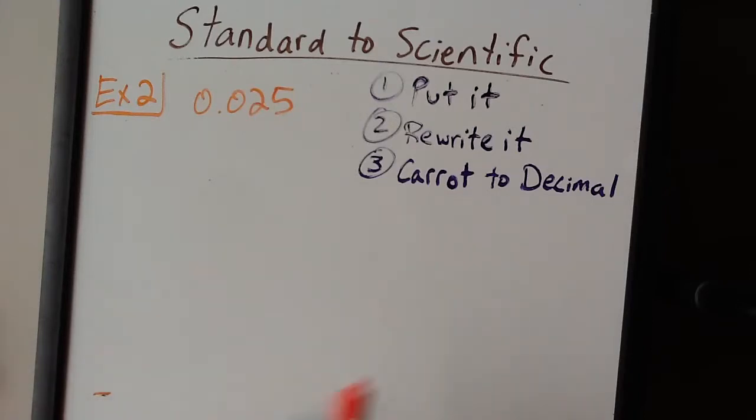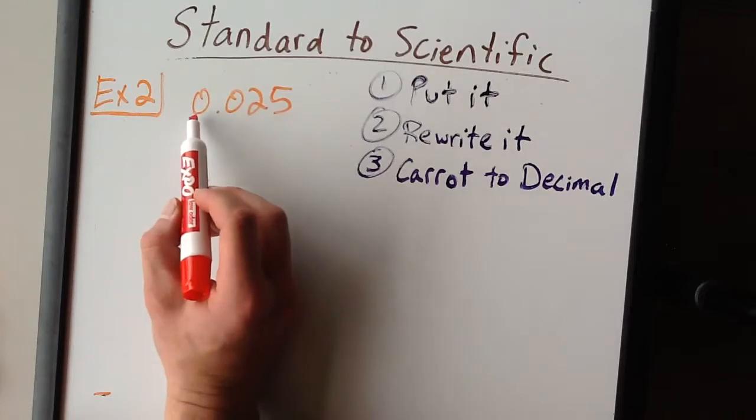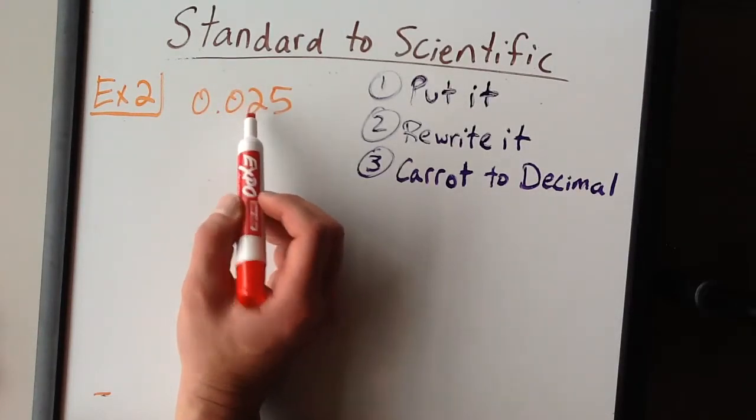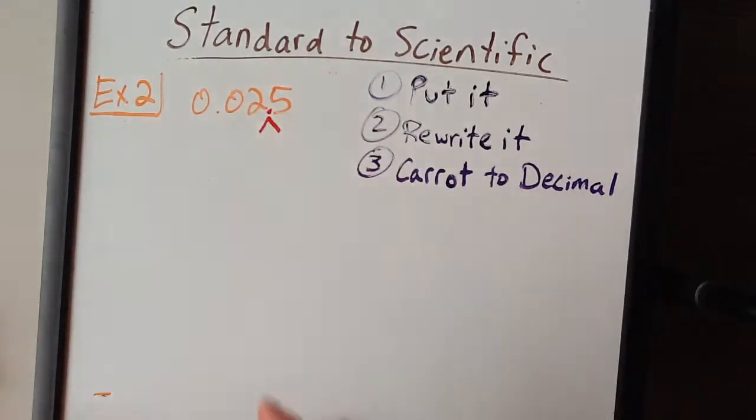So my first step is to put it. Put the caret after the first digit that is not 0. So I start on the left and I go right. I'm looking for the first digit that's not 0. 0, 0. Here's 2. That's a digit that's not 0. I'm going to put the caret after that digit and place the new decimal there.